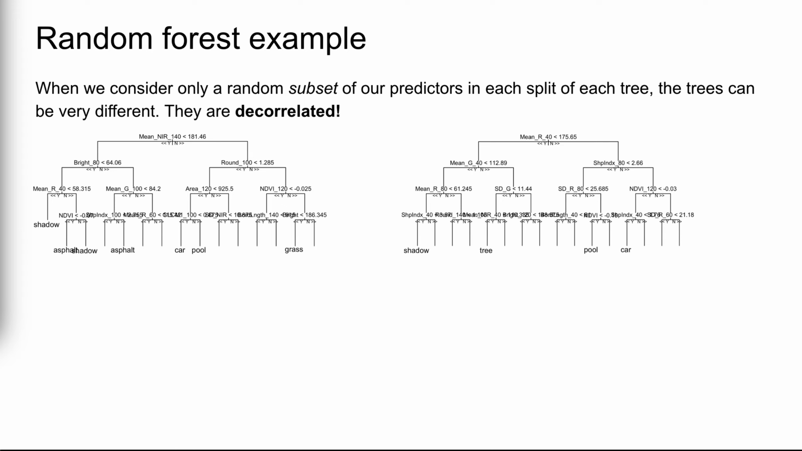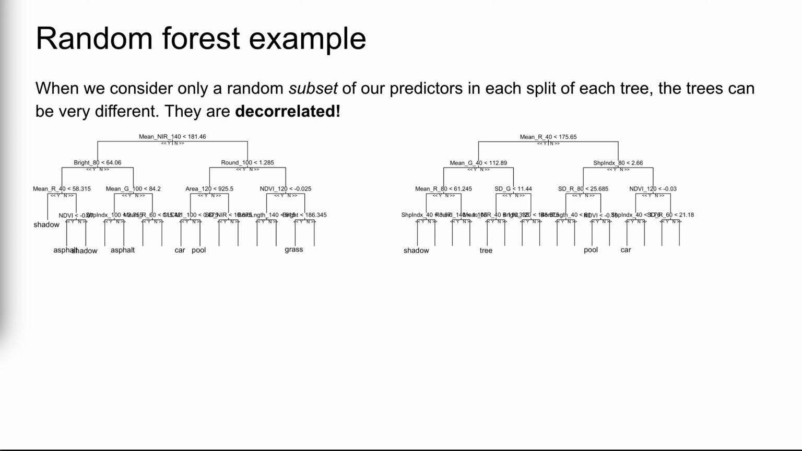This is where random forests come in. Recall that this algorithm only considers a randomly selected set of predictors in each split of each tree. As such, the resample trees can end up being pretty different from one another. That is, they've been decorrelated. For example, the resample trees here use different predictors in each of the first few splits.